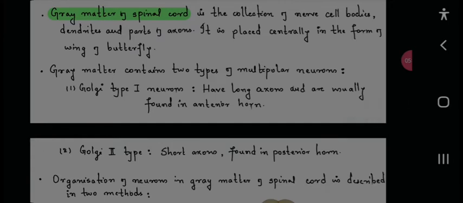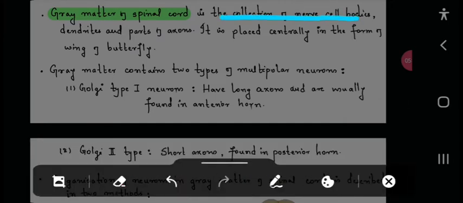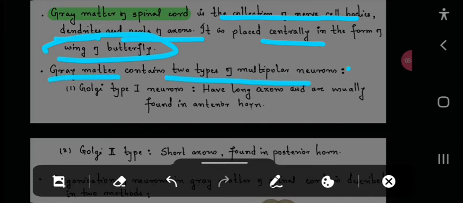Gray matter of the spinal cord is the collection of nerve cell bodies, dendrites, and parts of the axon. It is placed centrally in the form of wings of a butterfly. Gray matter contains two types of multipolar neurons, Golgi type 1 neurons, and I have told about this in my previous lecture of neuroanatomy. You can watch it on my YouTube channel.